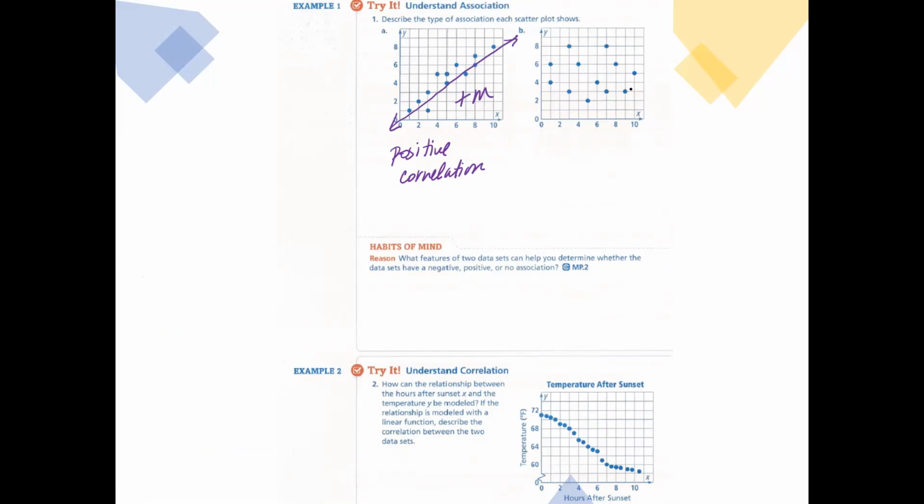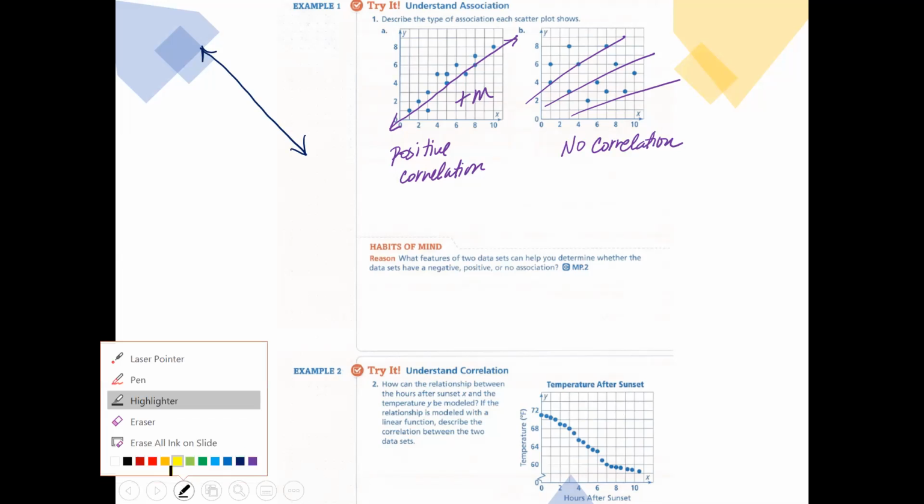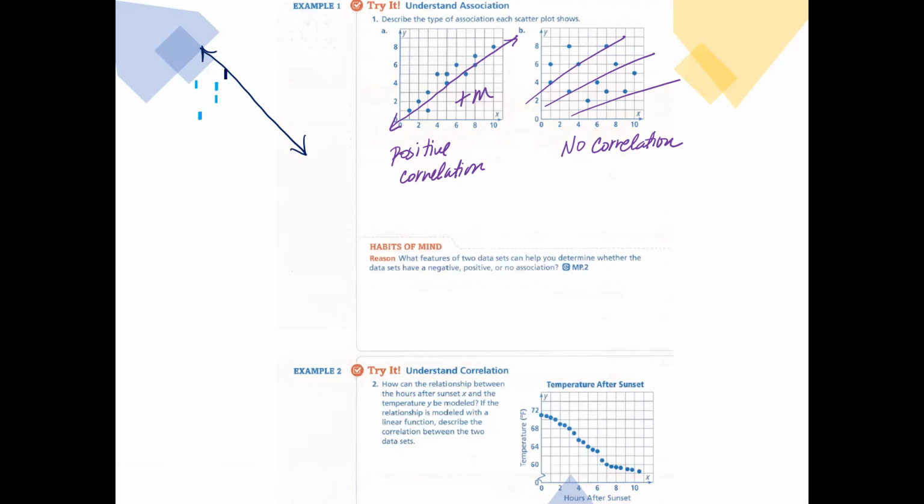Here, it's a little bit less now. Because they're all scattered about everywhere, you can't really draw a straight line that will represent the entire area specifically. So for this one, it is no correlation. Now, on the other hand, if I were able to draw a line this way with a bunch of dots like this, then I could say that this is a negative correlation.